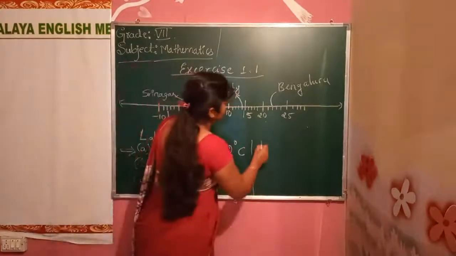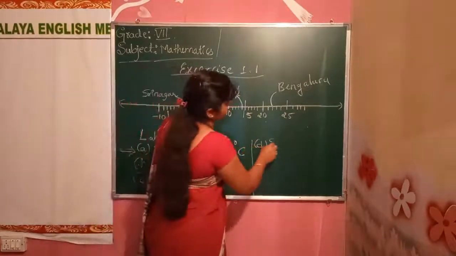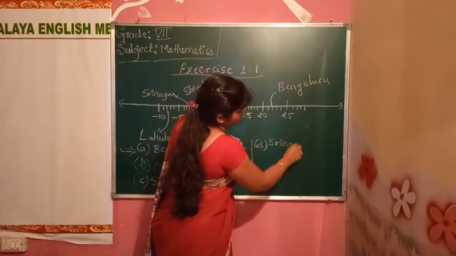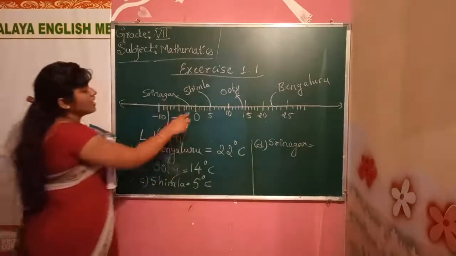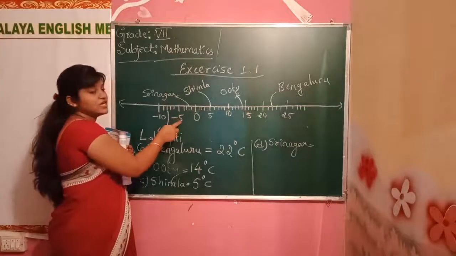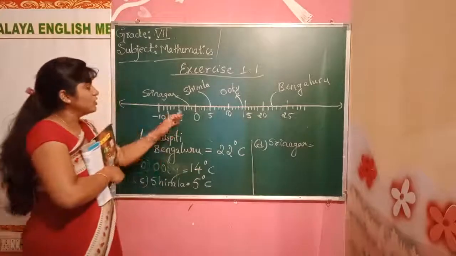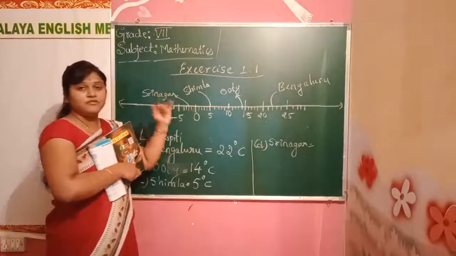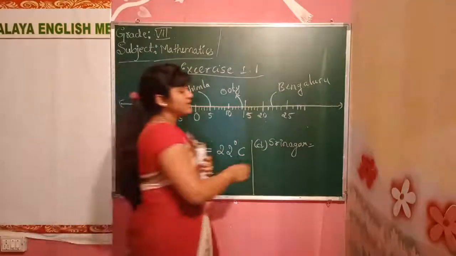Next one, next city. Which city? Srinagar. How much Srinagar have? After 0. But here Srinagar have negative temperature degree Celsius. So after 0, negative we have to write here. 1, 2, minus 2 degree Celsius.